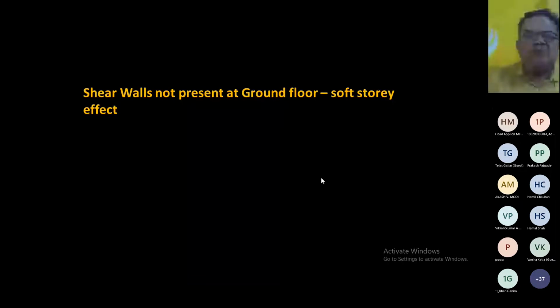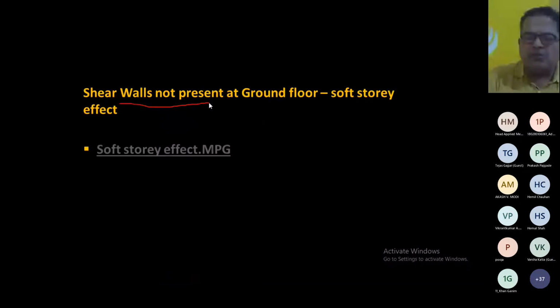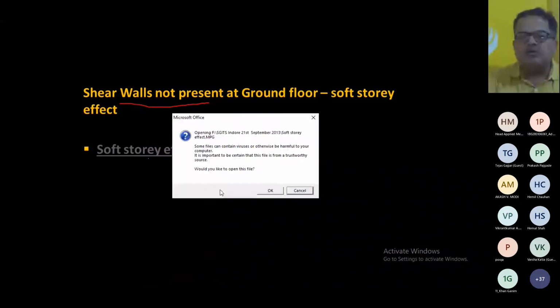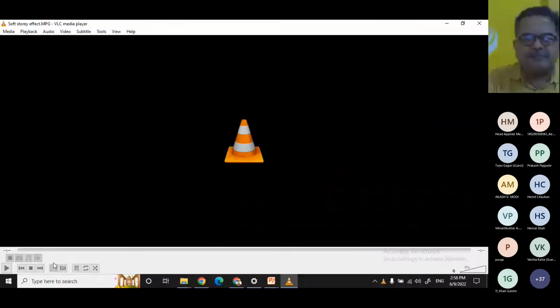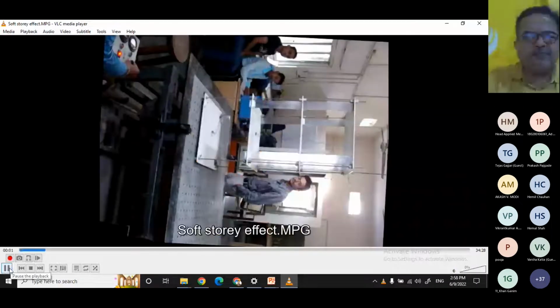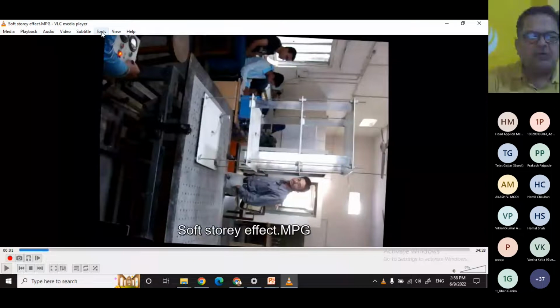We want to understand what is the soft story effect, right? So what we do, we are preparing a model in such a way that the shear walls are not present at the ground floor. All right. If we prepare this model, then definitely it will exhibit the soft story, right? Now we can see again the video, so you can understand this. This is very important. Just wait for a moment. I have to make certain corrections.